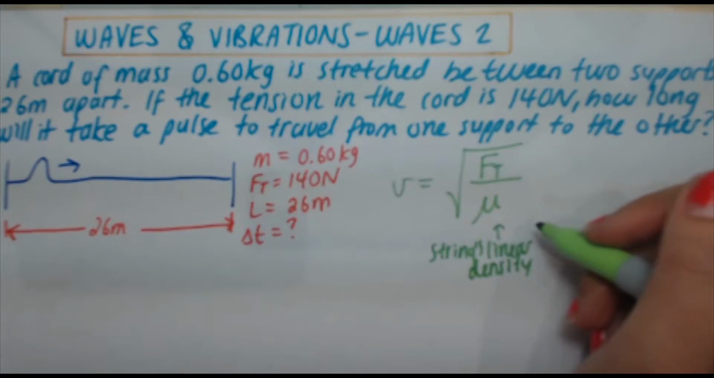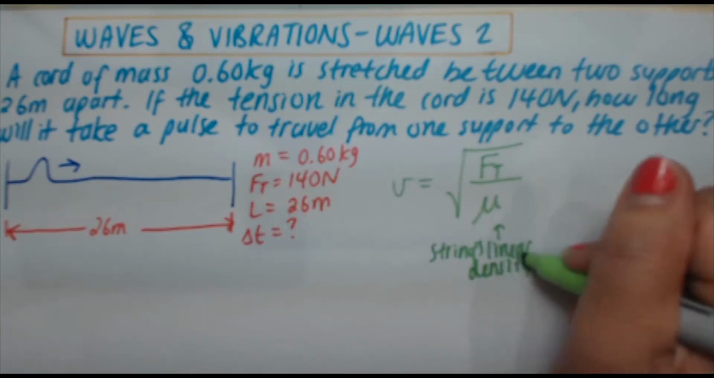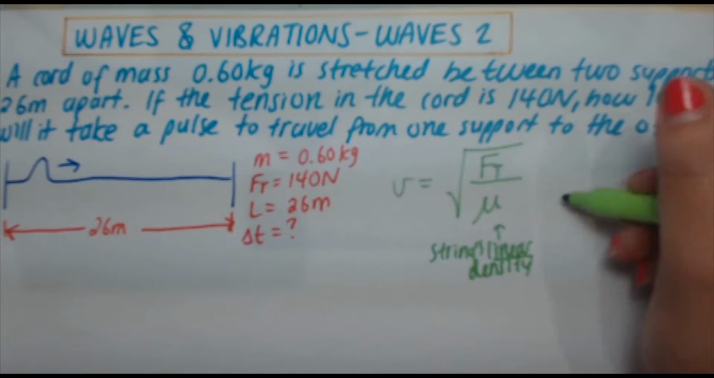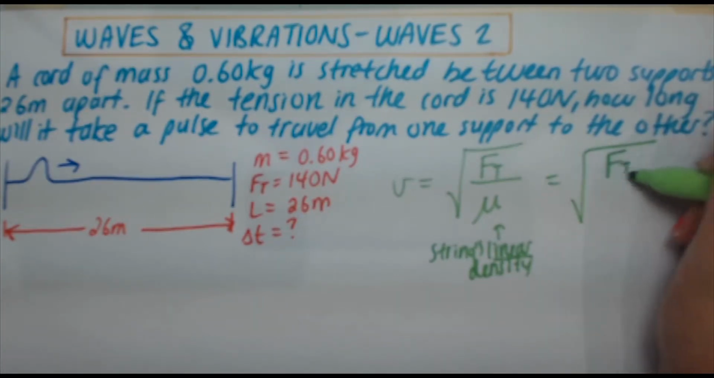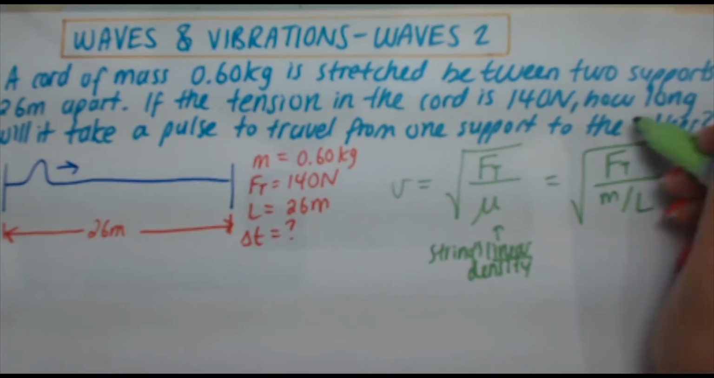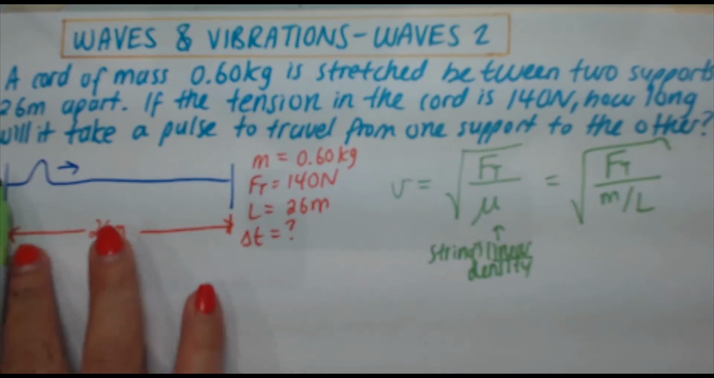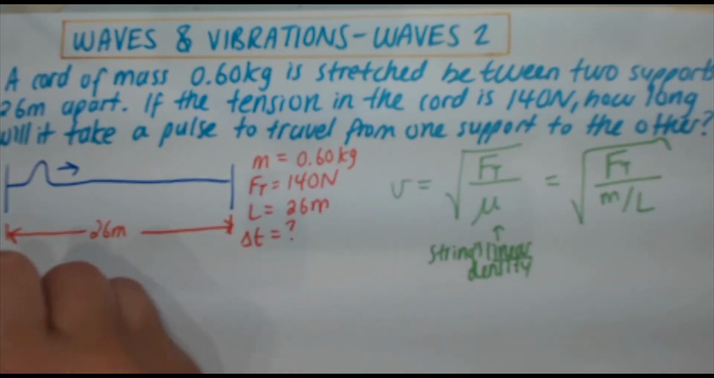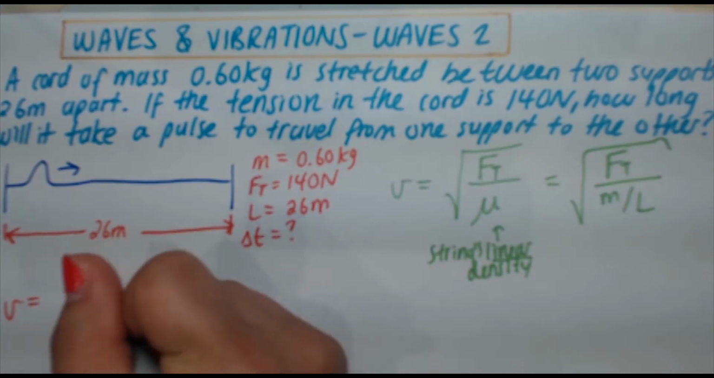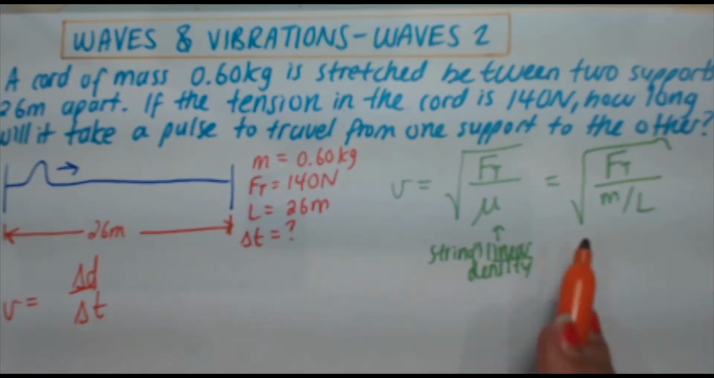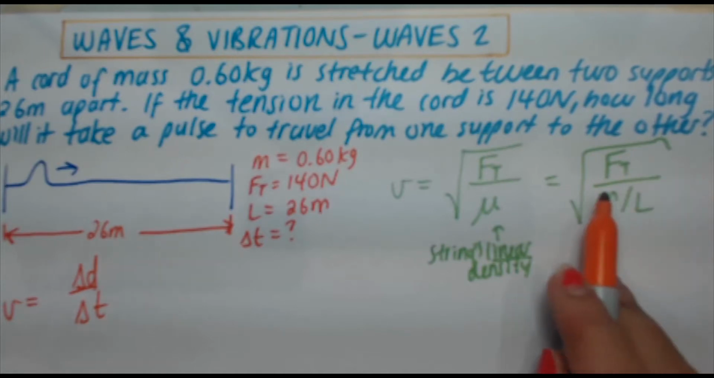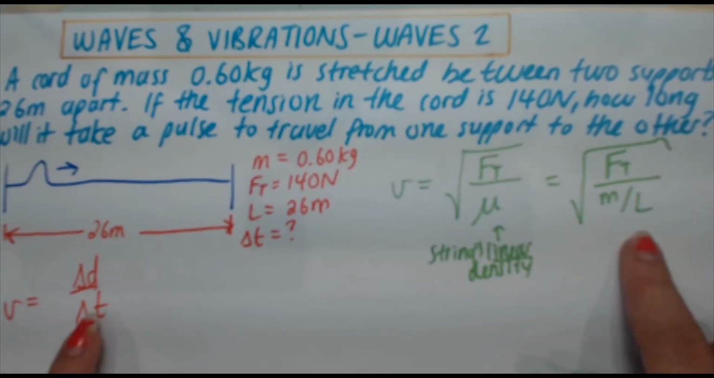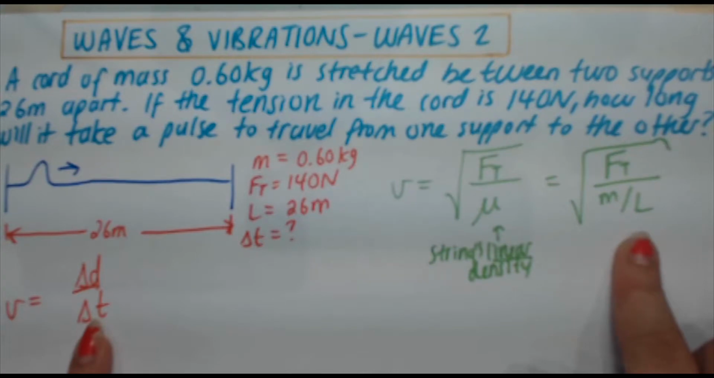Linear density, just like regular density, is mass divided by volume, but because we're saying it's linear, it's going to be mass divided by length. So we can rewrite this as the square root of force of tension divided by mass over length. This is one expression we're going to use. The other is, well, we're looking for how long, and this expression for speed doesn't have time in it. But we know from kinematics that speed is equal to distance over time. If speed is equal to distance over time, and speed is also equal to the square root of force of tension over mass over length, we can equate these two formulas and solve for our time.